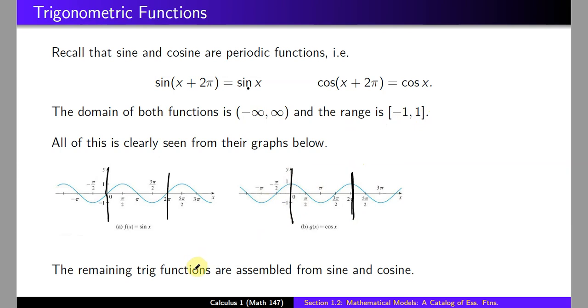And all the remaining trig functions are assembled from sine and cosine. So, for example, tangent of x is defined as sine of x over cosine of x. I'm not going to go into this in a lot of detail, just simply because we're going to circle back around and touch on trig functions when we get into Appendix D coming up.